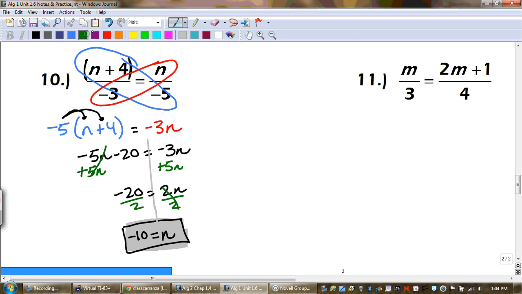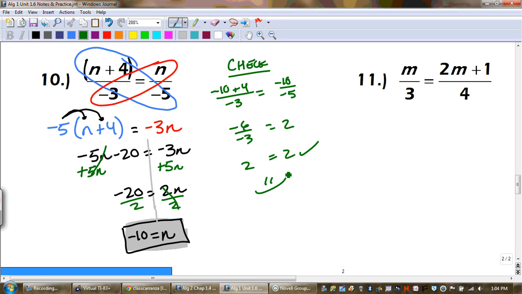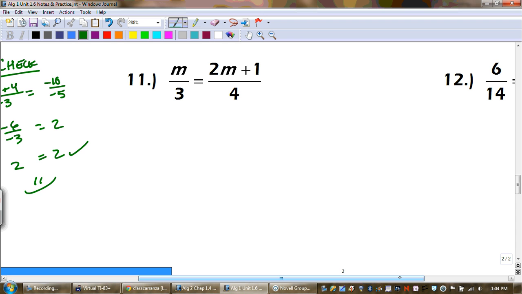Now, if we were to check a problem like this, we have to make sure that we just plug in negative 10 plus 4 over negative 3, and does that equal negative 10 over negative 5? Okay? And when you do the top, you would get negative 6 over negative 3, which is positive 2, and that equals 2. So you should always know if you get an answer right or wrong on a quiz. Okay? All right. We're just going to do 2 more.